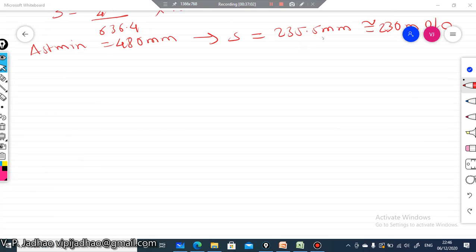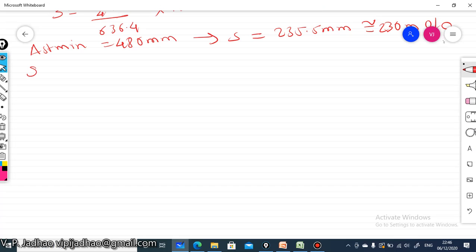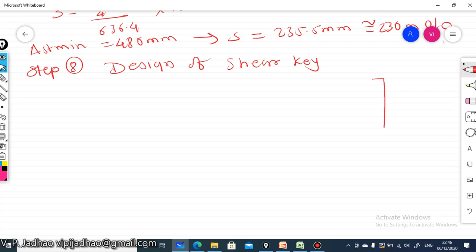Now step number 8. Design of shear key. Okay, why we are providing this shear key? Because the factor of safety against sliding was less than 1.4. Therefore we are providing some shear key arrangement.